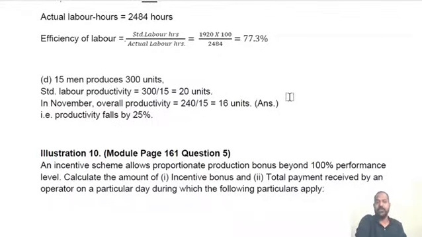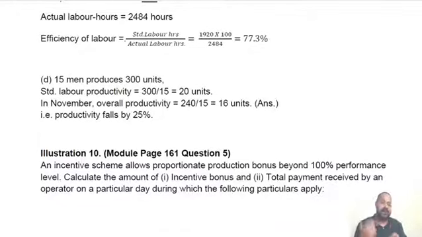And lastly, productivity. Productivity is 16 units. Now see, here they've written extra. 15 men produce 300 units. 300 is standard. So the standard is 20 units, but you are actually getting 16 units. So they are saying productivity has fallen. If you would have told me, I would have calculated the fall. You didn't tell me. You only said calculate the productivity, which I did. If in the question you would have mentioned to compare with the standard, then I would have said yes.